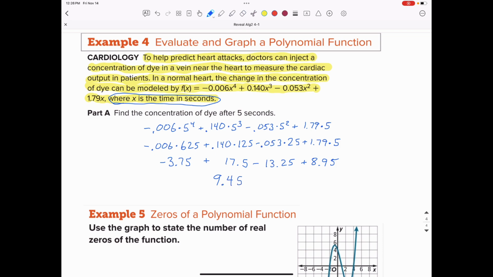Then we should make sure we label it. Now, it really doesn't give us much of a label. It says it's a concentration of dye, but it doesn't give us units to label it with. So we will just go ahead and put 9.45 as our answer, but always make sure that you look at the problem itself and make sure you have a proper label.